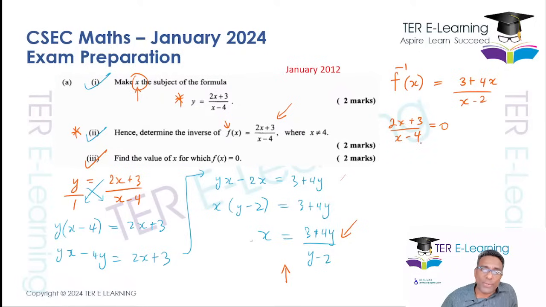But the only way this expression will be equal to 0 is if the numerator, that's the top part, is equal to 0. So this is going to be 2x plus 3 is equal to 0, 2x is equal to minus 3, and x is equal to minus 3 over 2. So that's the answer for that part of the question.